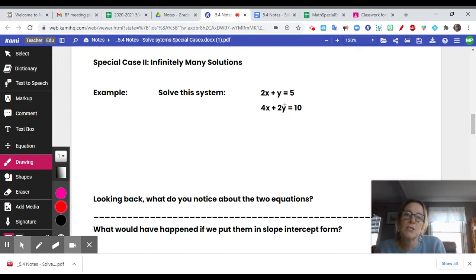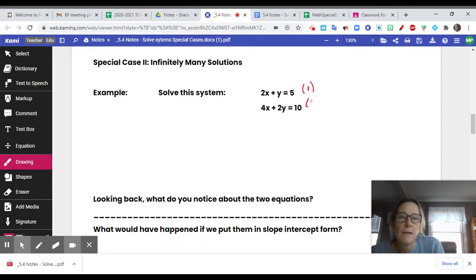So I'm looking at these two equations, 2x plus y equals 5, 4x plus 2y equals 10, and I'm told to solve it. So I look at them and they're both in standard form and the x's and y's are lined up. So I think I'll use elimination. And I'm drawn to the x's. I'll try to make the x's the same. So I'm going to look at equation 1 and try to rewrite it so that it has the same coefficients as equation 2. So I'm going to multiply this whole equation times 2.